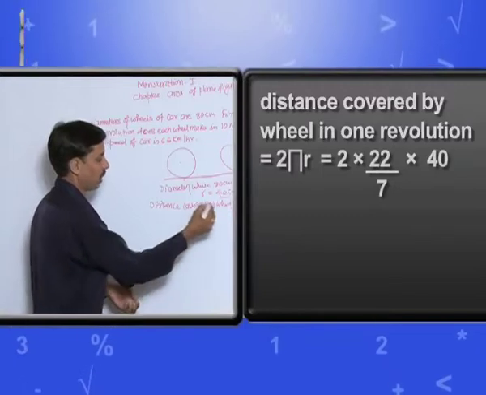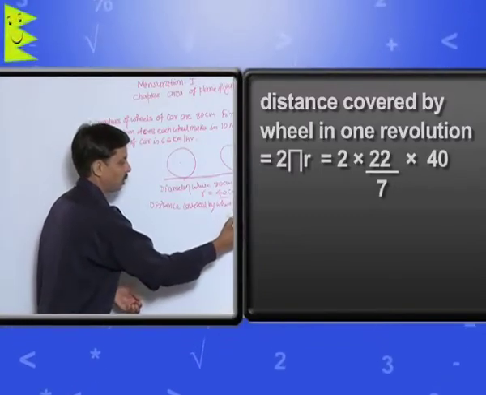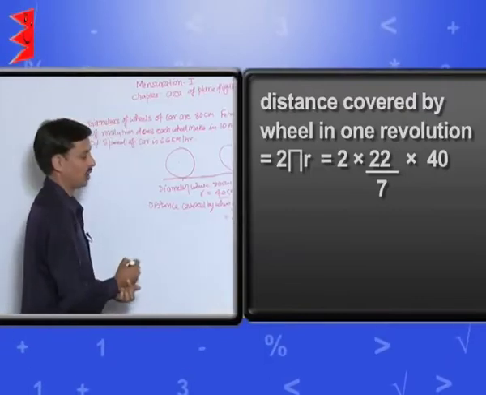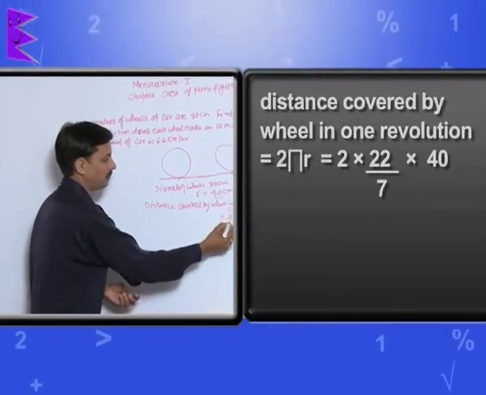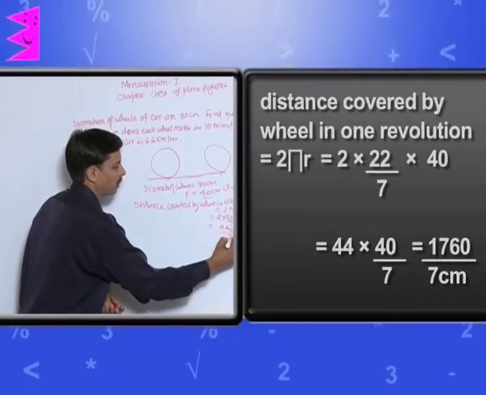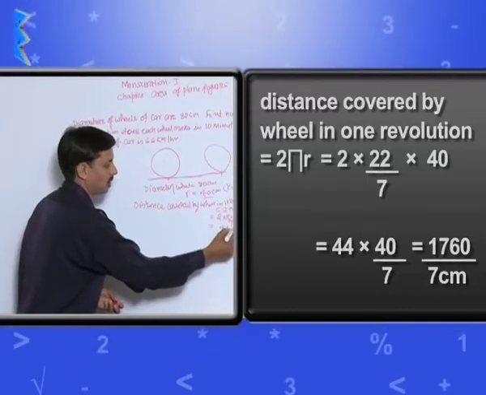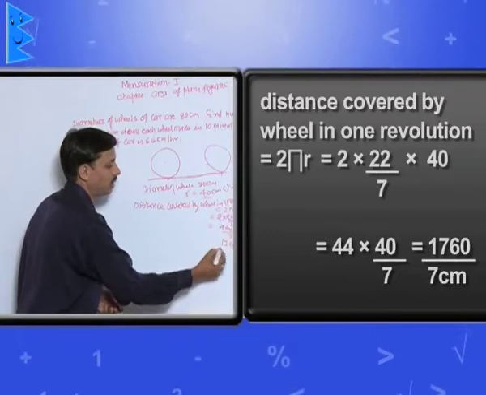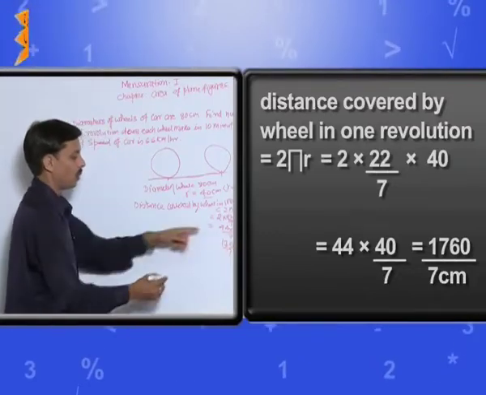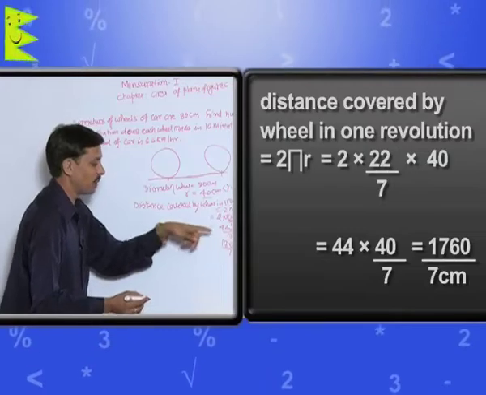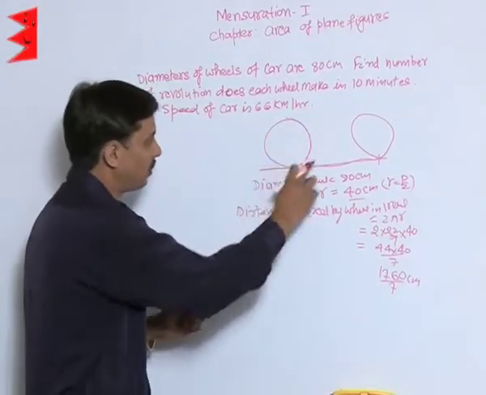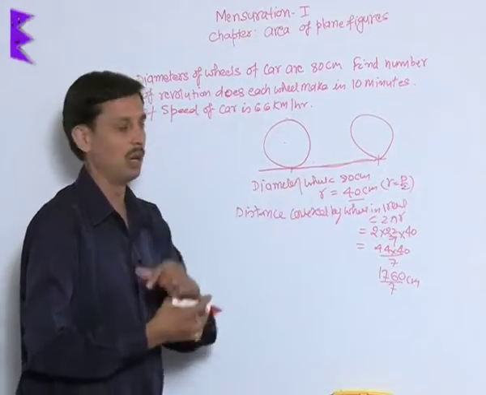2 pi r, or we can say 2 into 22 by 7 into radius, which is 40. We can say this becomes 2 into 22, 44, 44 into 40 upon 7, 4 fours are 16, 4 fours are 16, 17. This is coming out to be 1760 upon 7 centimeter. 1760 upon 7 centimeter is the distance traveled by the wheel of car in one revolution.